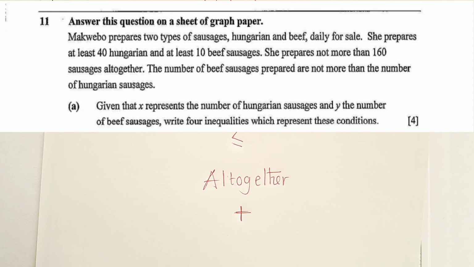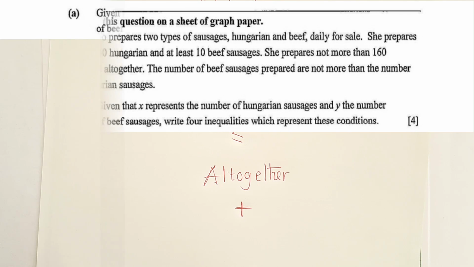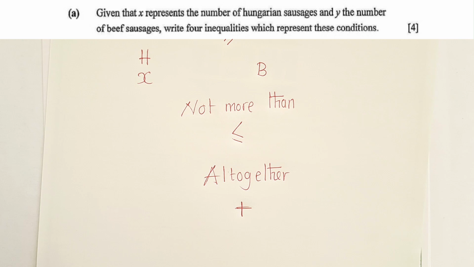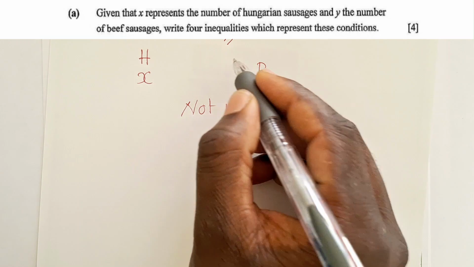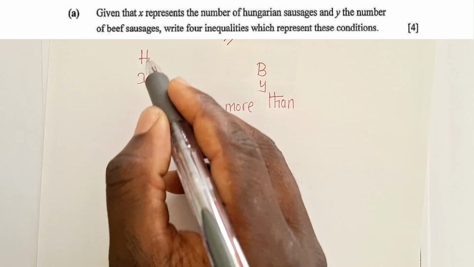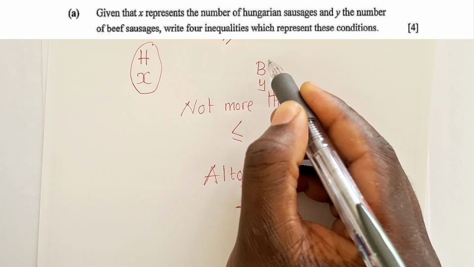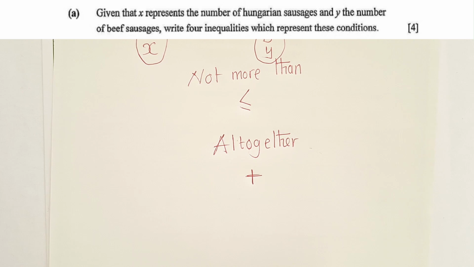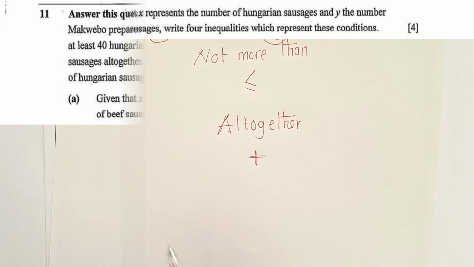So for question A, they are saying, given that X represents the number of Hungarian sausages, and Y the number of beef sausages. So Y for beef, it's Y. So you can see Hungarian, it's X, beef is Y. Write 4 inequalities which represent these conditions. So look at this. I'm going back again.